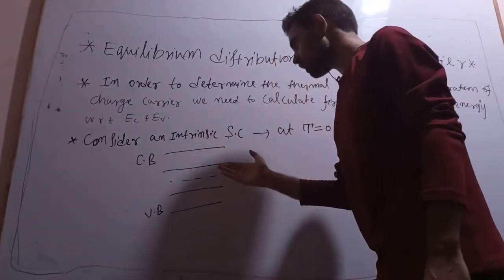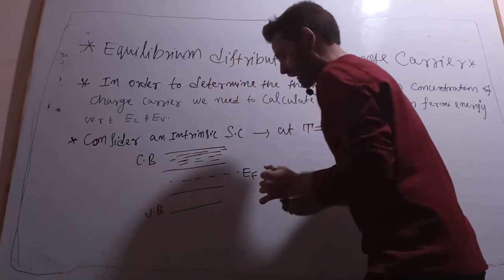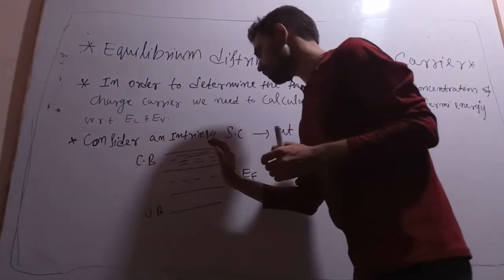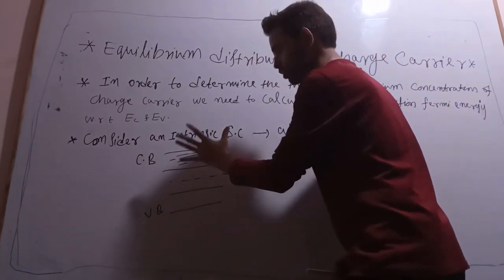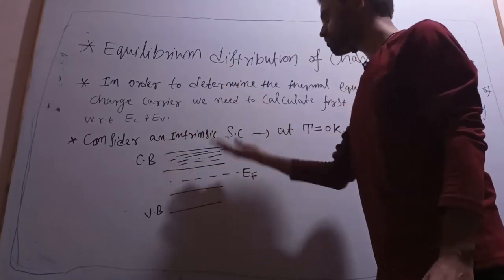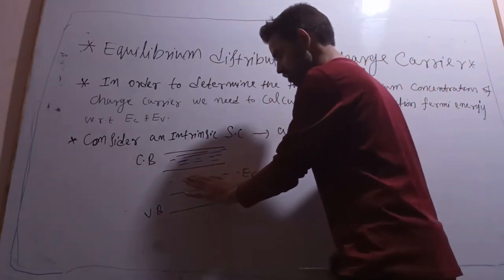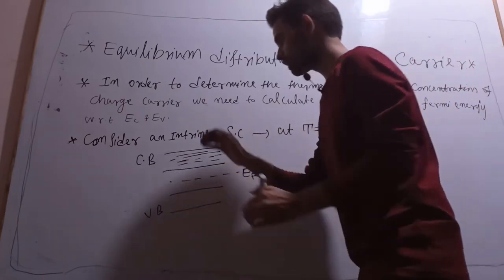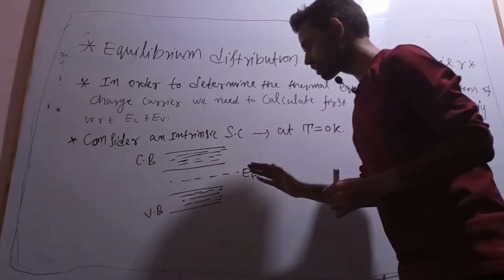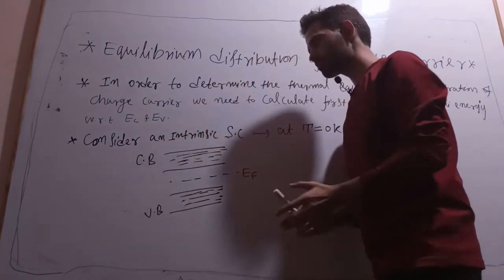As we know very well, under 0 degree temperature, whatever energy states exist above the Fermi energy level are empty of electrons, and whatever energy states exist under the Fermi energy level are occupied by electrons.